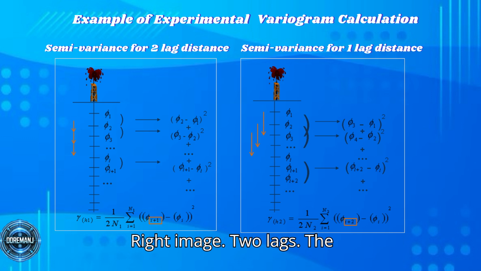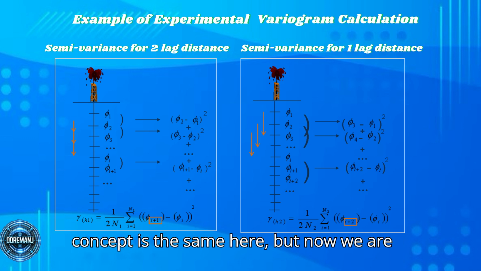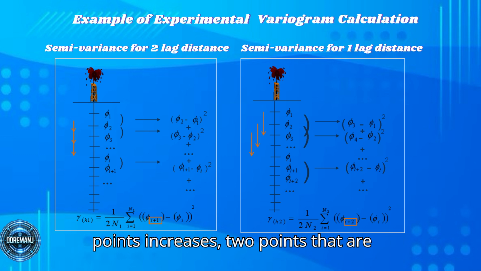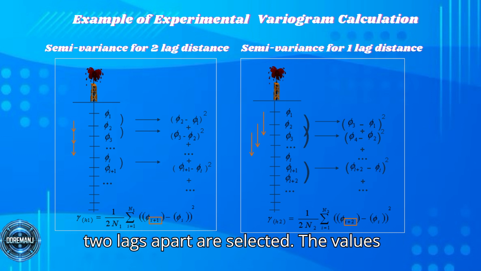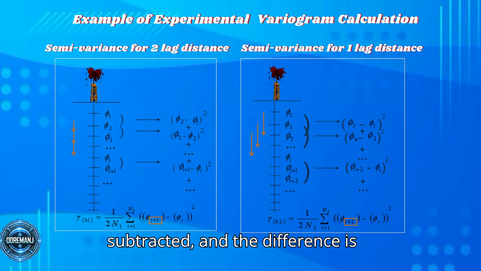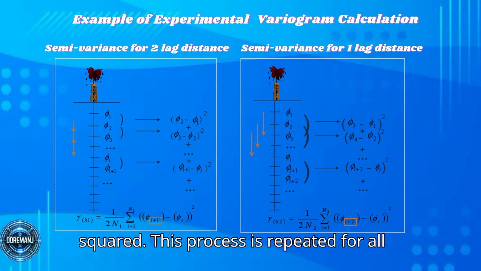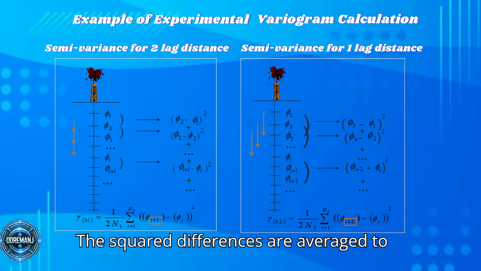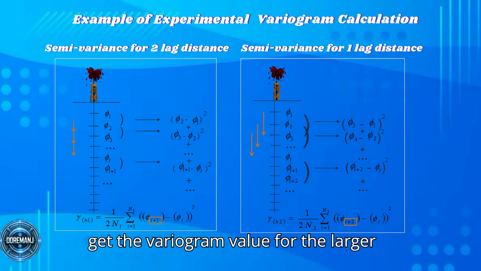Right image, 2 lags. The concept is the same here, but now we are comparing points that are separated by 2 lags. As the distance between points increases, 2 points that are 2 lags apart are selected. The values of the property between these points are subtracted, and the difference is squared. This process is repeated for all pairs of points that are 2 lags apart. The squared differences are averaged to get the variogram value for the larger distance.